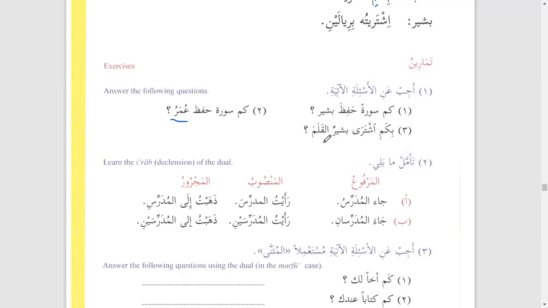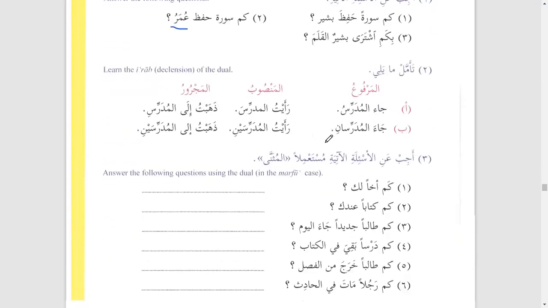Okay, now ta'ammal ma yali. Al-marfu'u, al-mansubu, and al-majruru. So I'm sure now you are used to it. Al-marfu', al-mansub, al-majrur. What pattern are they on? On the pattern of maf'ul. Yes, so marfu', mansub, and majrur.